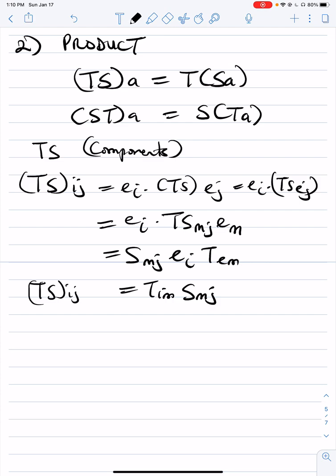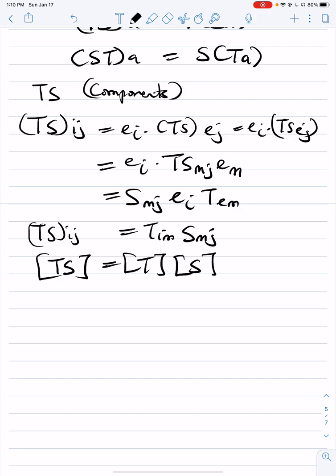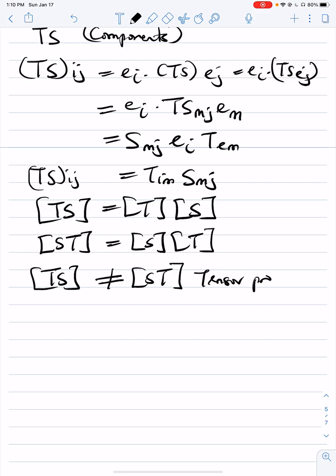So this just shows that I've used this to prove to you that T of S in matrix form is the same thing as just multiplying your T and your S, right? And similarly, if you multiply your S by your T, you get S and your T, right? Now, don't be tempted to think T of S is equal to S of T. No, it's not equal. That's because the tensor product does not have a commutative property. It's not commutative.